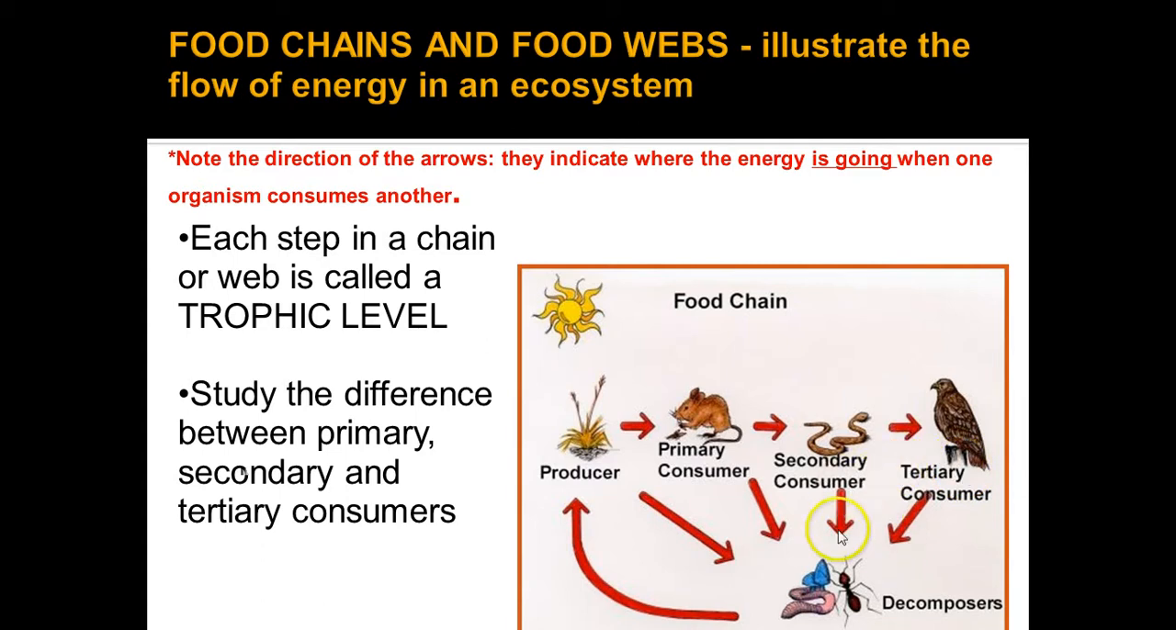But notice that all of these consumers and producers all can pass their energy to decomposers if they should die before they get eaten by the next level. The decomposers, in turn, pass the energy back up to the producers just by breaking down dead material and then turning it into those basic molecules that plants need. Each step in this chain is called a trophic level.